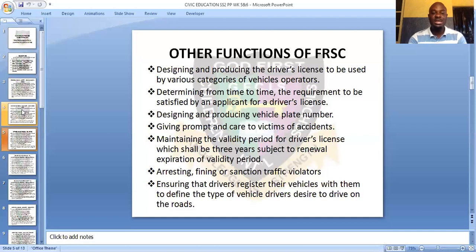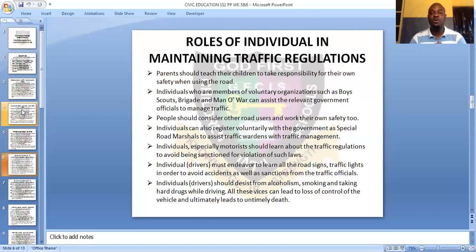All right, let's move to the next subtopic, which happens to be roles of individuals in maintaining traffic regulations. Again, roles of individuals in maintaining traffic regulations. One, parents should teach their children to take responsibility for their own safety when using the road. That is, whenever they are using the road, parents should always advise and talk to their children about this, to make sure they are responsible for their own safety when using the road. Not only their own safety alone, but to also consider other road users.